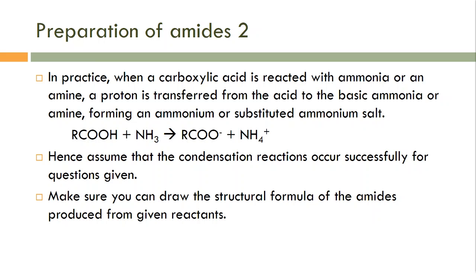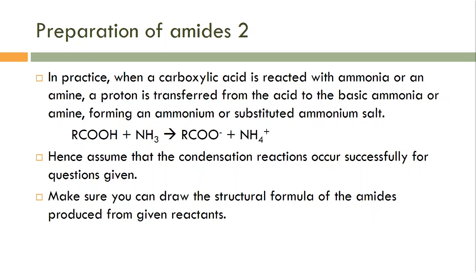Okay? Hence, assume that the condensation reaction occurs successfully for any question that is given. So if a question in the exam was saying that these were the reactants, and assuming that the reaction occurs to make an amide, you just have to assume that that's going to happen. Okay? So that context should be given. But yeah, if it's acid and base, well, that's a reaction that's very easy to occur. It's spontaneously happening instead of you heating up or whatever.